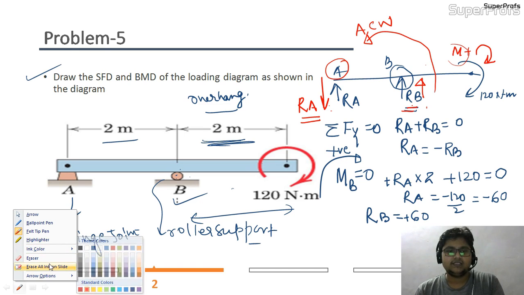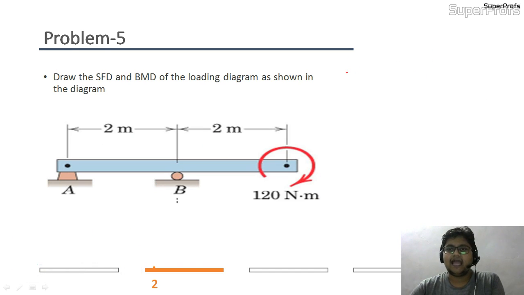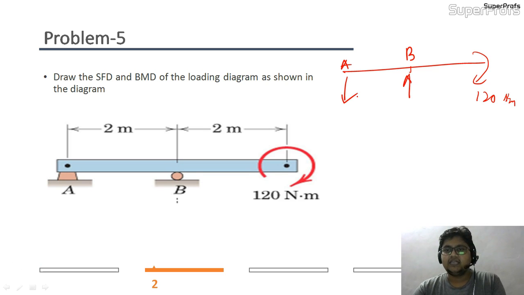So I am deleting everything here. This was my beam, this is point A, this is point B, and a couple of 120 Newton meter is at the free end. So we know that the reactions are only preventing this, meaning they are resisting this moment. They are producing a couple in such a manner that they neutralize the effect of this 120 Newton meter. And from the calculation we got 60 and 60.